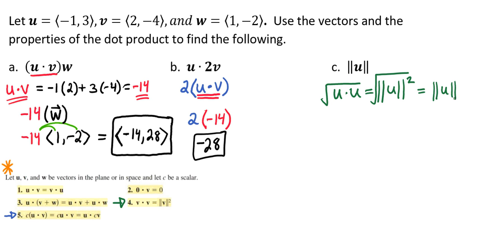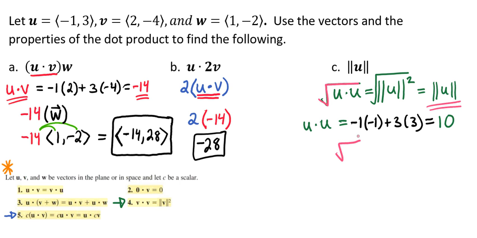So let's go ahead and multiply our vector u times our vector u. So that's going to give us -1 times -1 plus 3 times 3, which gives us a value of 10. But remember that in order to get the magnitude of u, we have to take the square root of our u times u. So we need to take the square root of our 10, and that is going to be our magnitude of vector u and our solution.